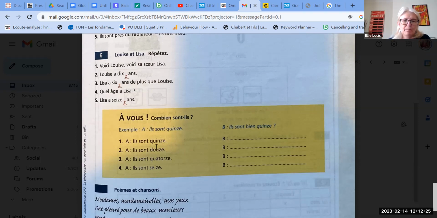Oh, just done that one. So, ils sont 15. Ils sont bien 15. The next one. Ils sont 12. Ils sont bien 12. But anyway, you do have the rising intonation now. I think that's what I'm trying to get across. Ils sont 14. Ils sont bien 14. Ils sont 16. Ils sont bien 16.